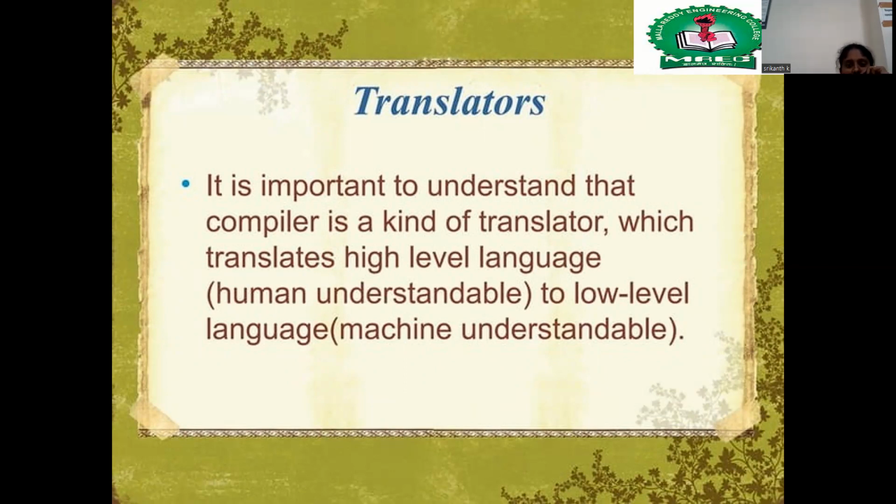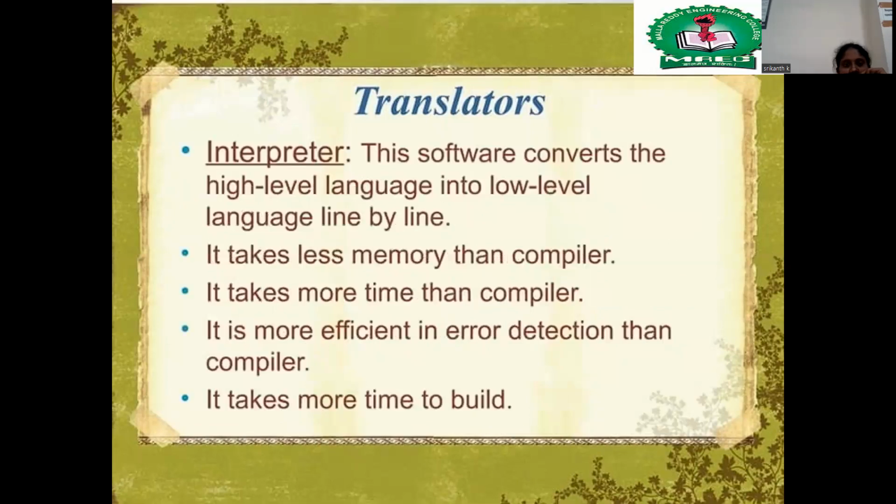The compiler is a kind of translator, which translates high level language to low level language. Interpreter: this software converts the high level language into low level language line by line. It takes less memory than compiler. It takes more time than compiler. It is more efficient in error detection than compiler. It takes more time to build.